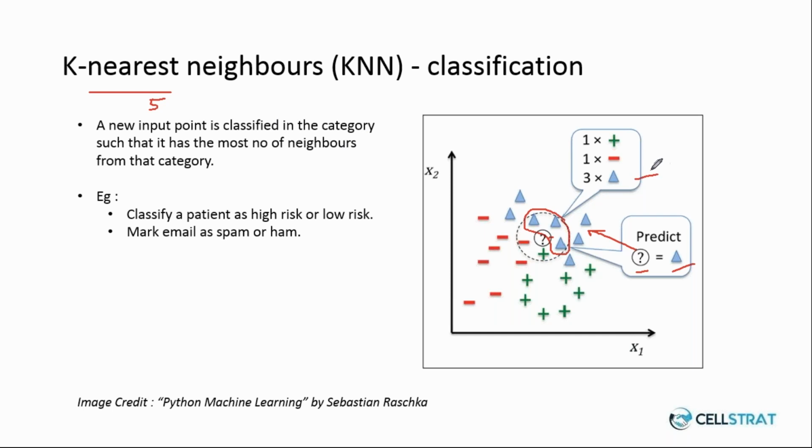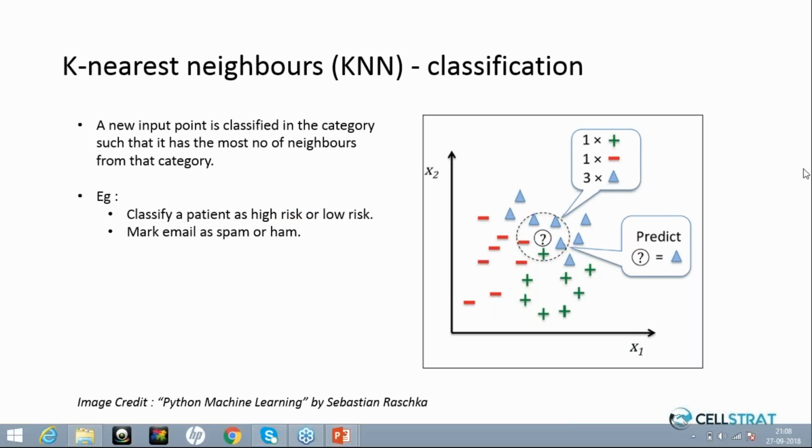All right, because it is by a majority vote. So it is mostly in the blue triangle zone, and there is very little chance of it belonging to the green plus sign or the red minus sign class, right? So this is how k nearest neighbor works. For example, classifying a patient as high risk or low risk, or marking email as spam or ham, right? So this is how k nearest neighbor works.